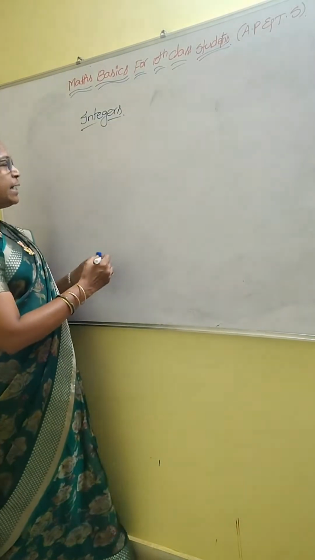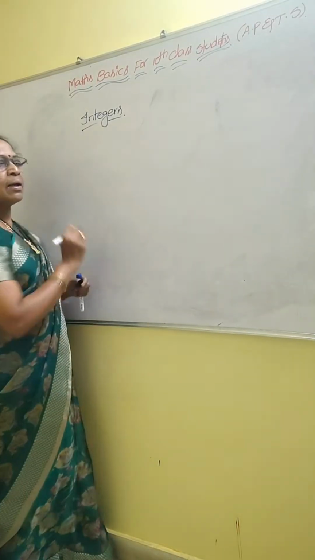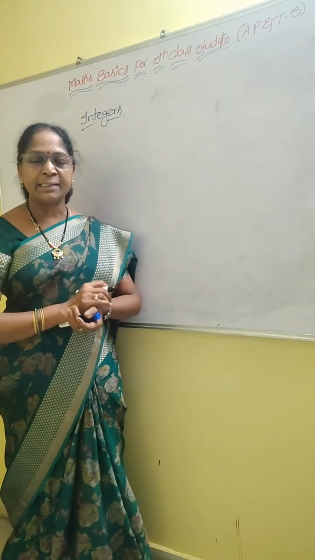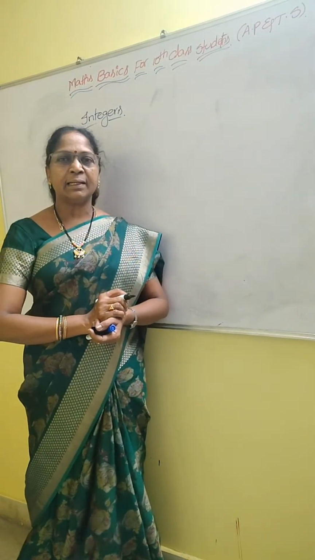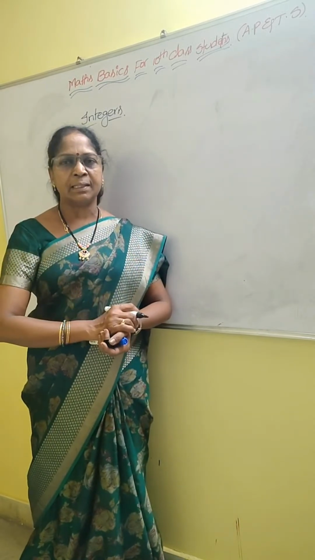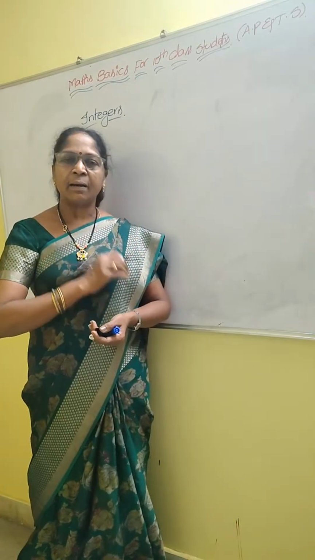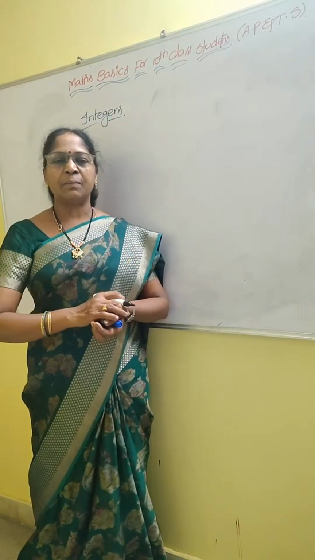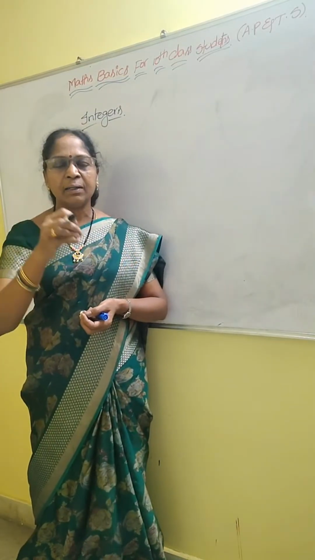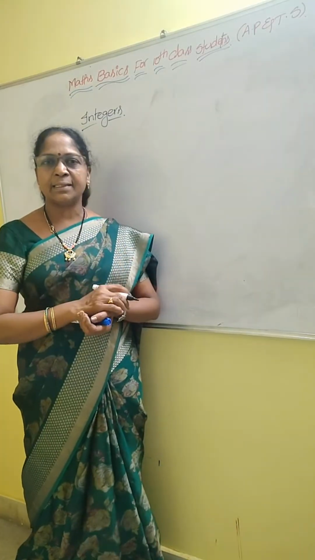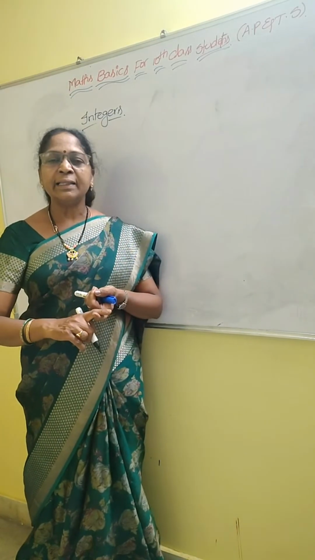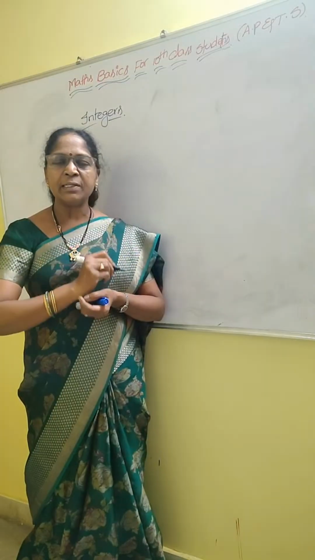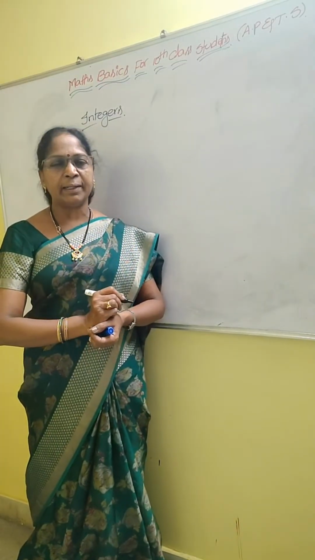In integers, addition of integers. When do you have to add integers? What are integers? Integers are numbers: positive numbers, 0 and negative numbers. The combination of these numbers together we call integers. Positive numbers are plus numbers, negative numbers are minus numbers, and including 0, all together we call them integers.